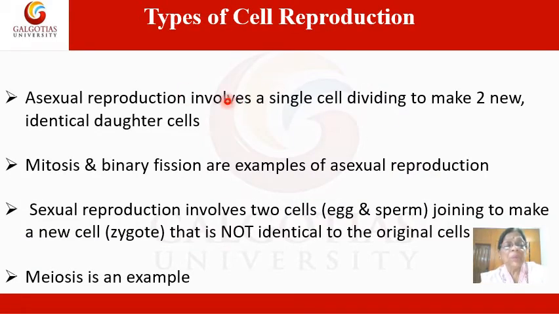Now, types of cell reproduction. Asexual reproduction involves a single cell dividing to make two new identical daughter cells. Mitosis and binary fission are examples of asexual reproduction. And sexual reproduction involves two cells, egg and sperm, joining to make a new cell called a zygote that is not identical to the original cell. Meiosis is an example of it.